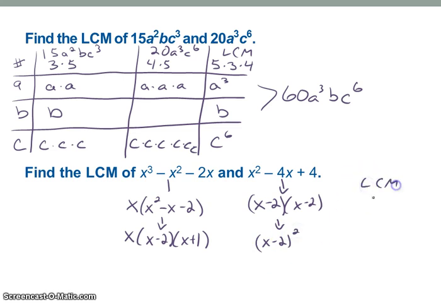For my LCM, I need to make sure that I have everything accounted for. Looks like I need 1 x. I have an x minus 2 here and 2 x minus 2's in my second term, so I am going to need 2 x minus 2's. And I have 1 x plus 1. So I'm just trying to make sure that everything is accounted for and only occurs in the least possible multiples, which makes adding and subtracting a little easier.